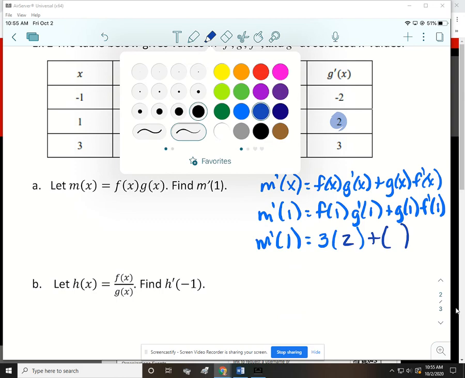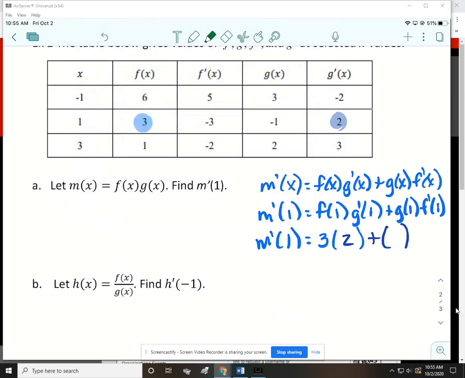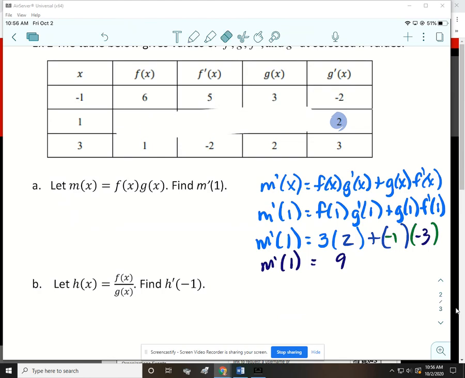To that, we are going to multiply by g of 1. So go to the g row 1 column. That is negative 1. All right, and then finally, we will do f prime of 1. So f prime of 1 is going to be negative 3. All right, so that's going to be 6 plus 3 is 9. That's m prime of 1. All right, this is fun. I love doing these. All right, so let's go to the next one.